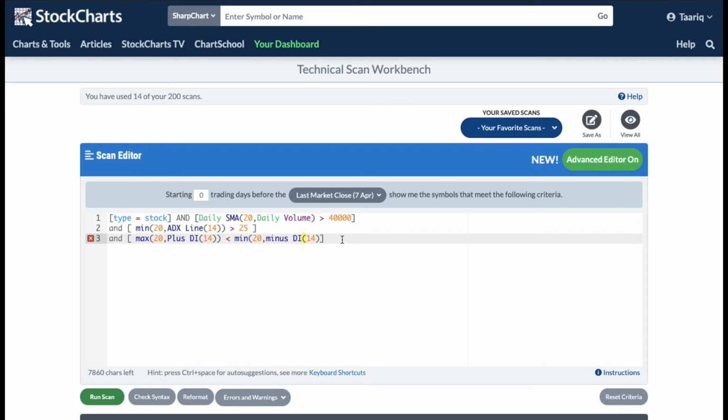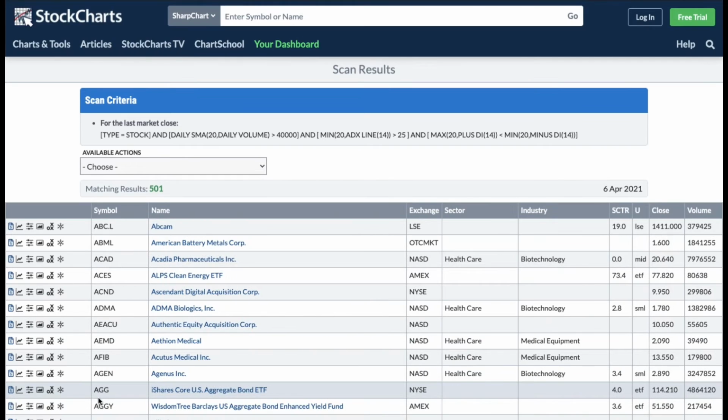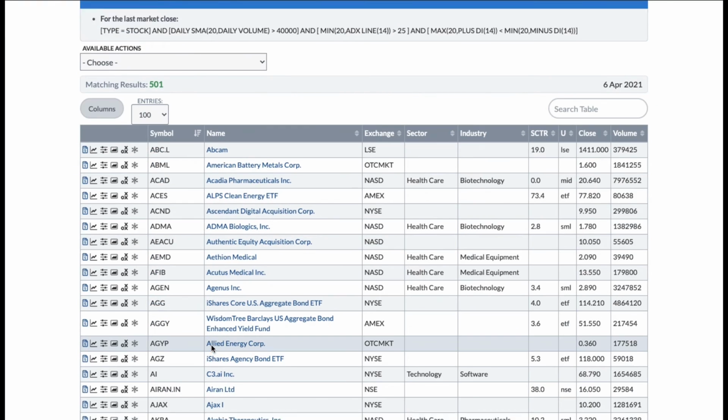So we want to see the minimum over 20 days of the minus DI over the 14. Okay, so make sure I'm not forgetting a comma. And let's go ahead and run this scan. Sometimes it takes a minute.